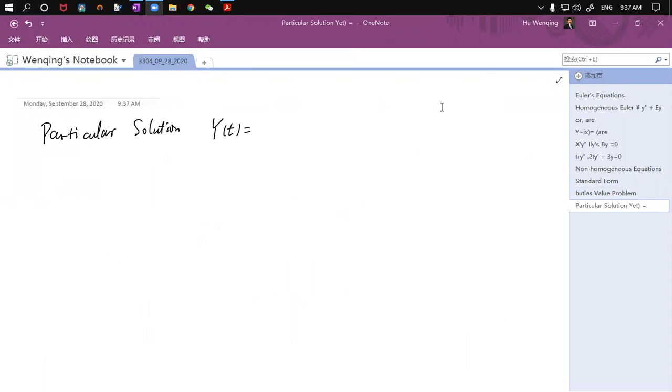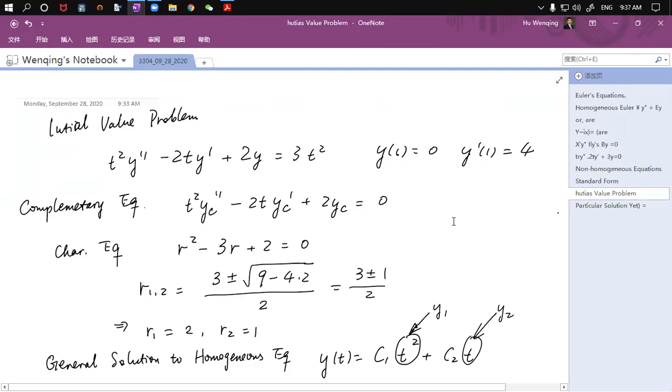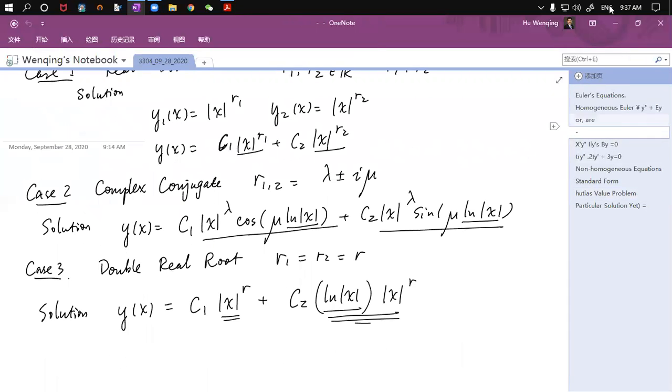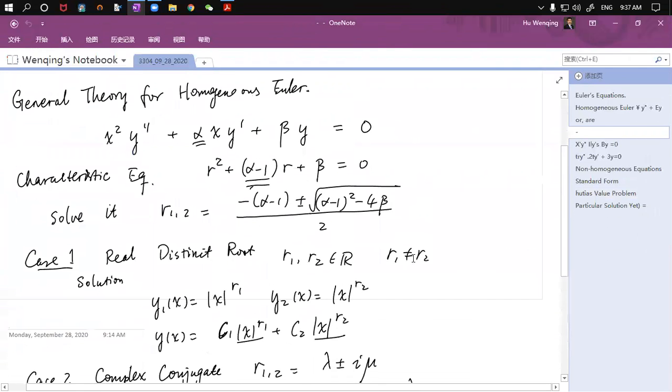Any questions? Okay, so yeah, that's a very good idea. I have been emphasizing many times that this is the alpha. Alpha has to be replaced by alpha minus 1. I emphasized it many times in this lecture. It was alpha in the original homogeneous Euler equation, but when you do the characteristic equation, alpha has to be replaced by alpha minus 1. So it is good that you raised this question.